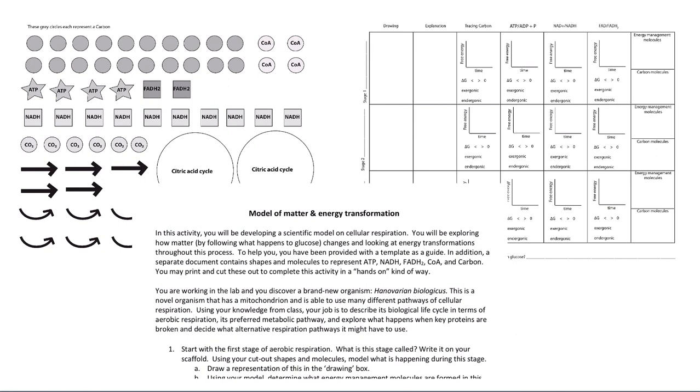The other thing you will find is this image back here. This is the scaffold for the activity. On the left, you'll notice that we have all these different shapes and molecules. This is titled Shapes and Molecules on Moodle. I recommend that you print that out, cut out all of the pieces, and use those to build what's going in and what's coming out at each of the stages of aerobic respiration.